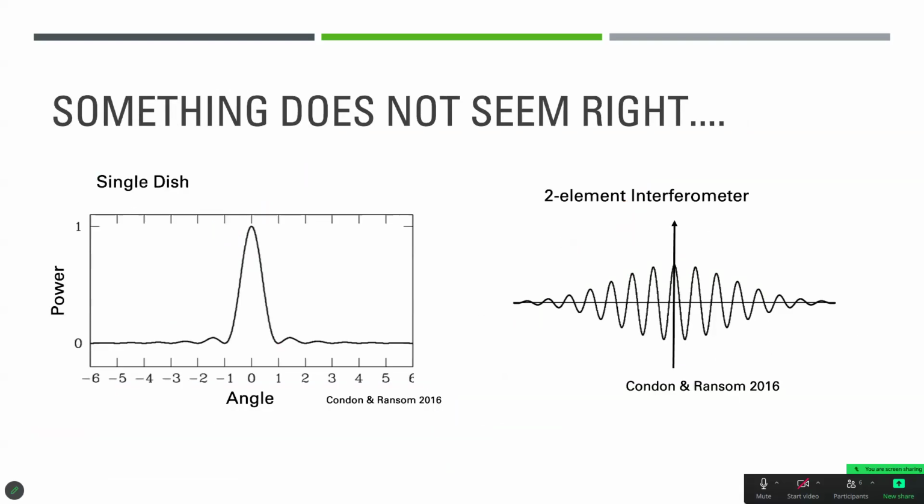But something doesn't seem right. Remember, for a single dish we have this, and now we have this. Why is the response so bad? Even worse, we won't be able to tell where our point source is. It could be here, it could be there, it could be there. We don't know.